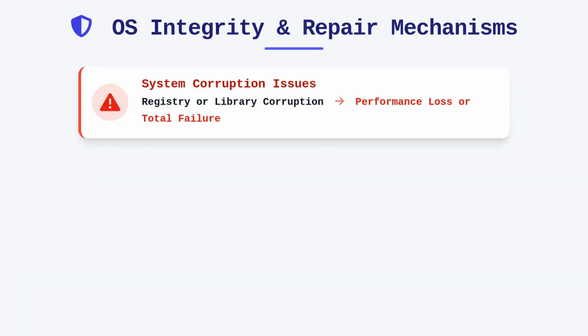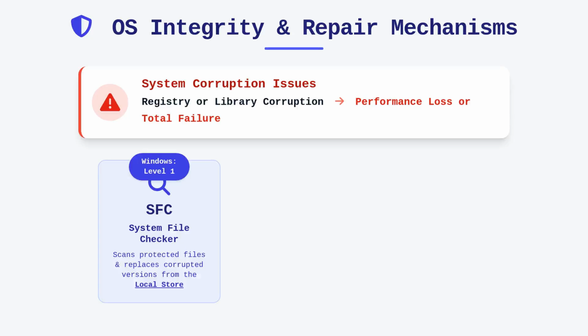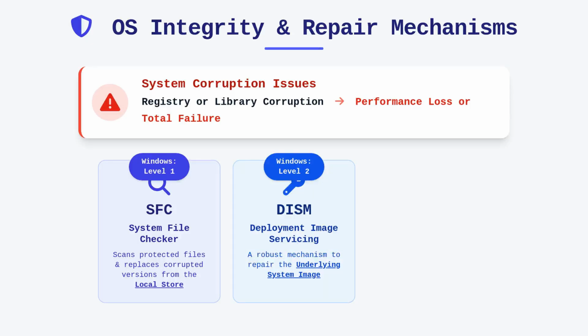Registry corruption in Windows or localized file corruption in system libraries can degrade system performance or render it entirely unusable. The System File Checker, or SFC, is designed to scan protected system files and replace corrupted variations with verified copies from the local store. When SFC is insufficient, the Deployment Image Servicing and Management Tool, or DISM, provides a more robust mechanism to repair the underlying system image itself.